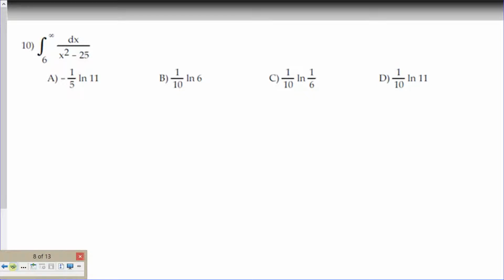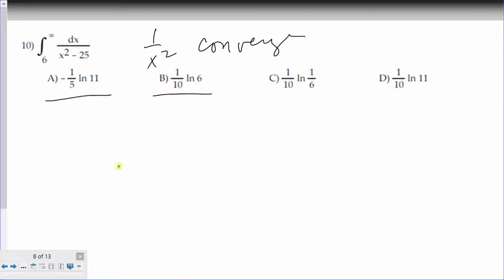Now, this next integral, they must assume we will be able to calculate it. Notice we know it converges because 1 over x squared converges. And you probably can see that to calculate this integral, we'll probably use partial fractions.